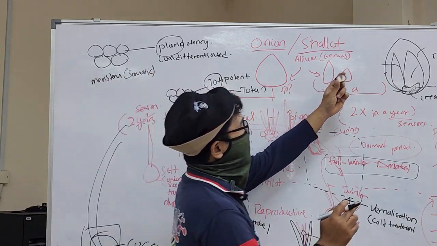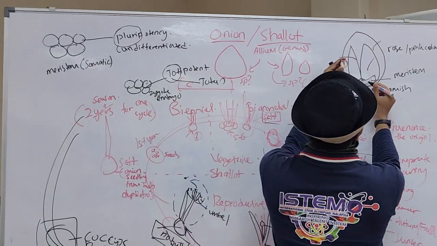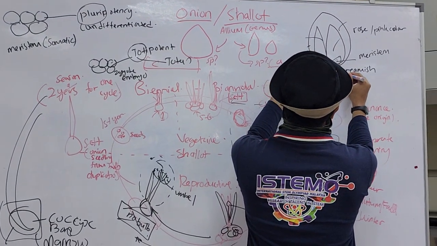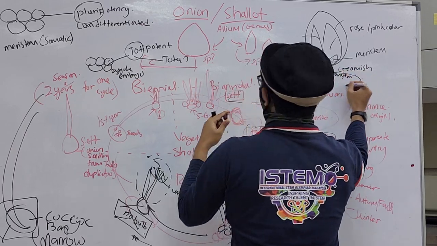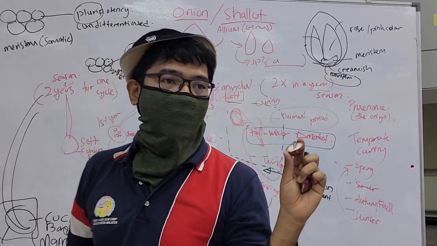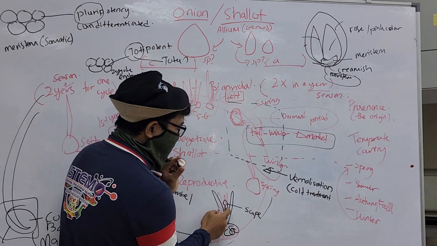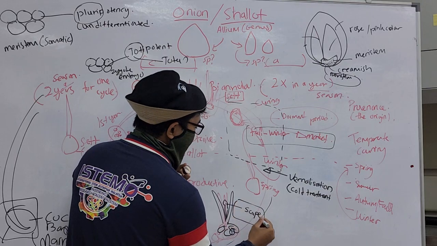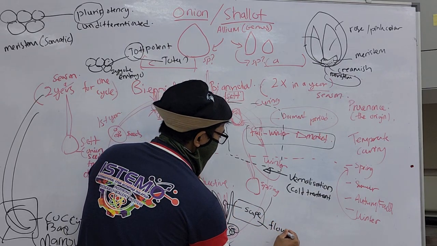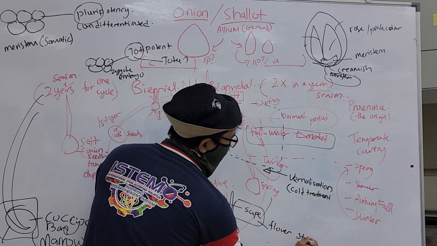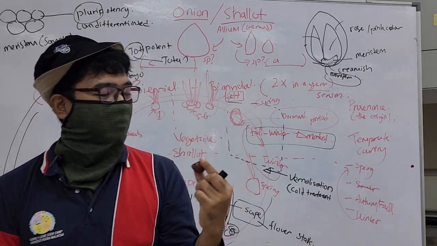So when you look at this, coming back to your onion, this is your meristem, and since it is meristem, it is undifferentiated. It has not become the meristem that can give rise to this scape, your flower stalk.